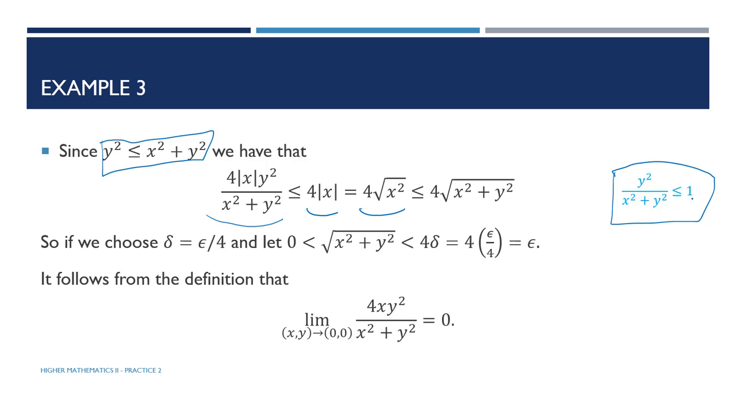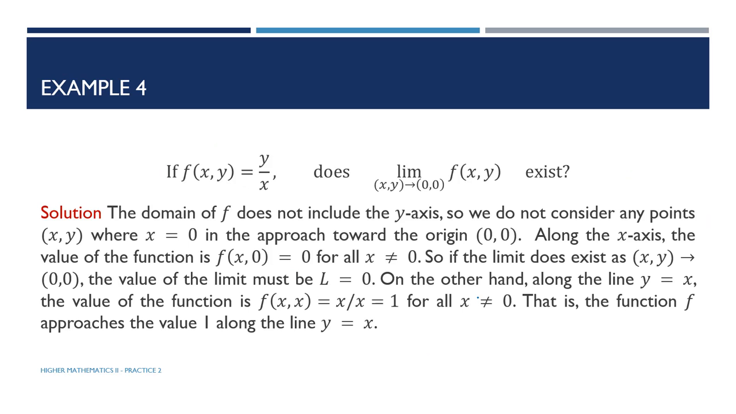So if we choose delta like epsilon over 4 and let this expression hold, it follows from the definition that the limit of the function is 0. But we cannot plug in these zeros here. If we plug in 0, it will be 0 over 0, so it's undefined, we can't calculate. But using the theorem, which is the definition of the limit, we can check that this limit exists and its value is 0.